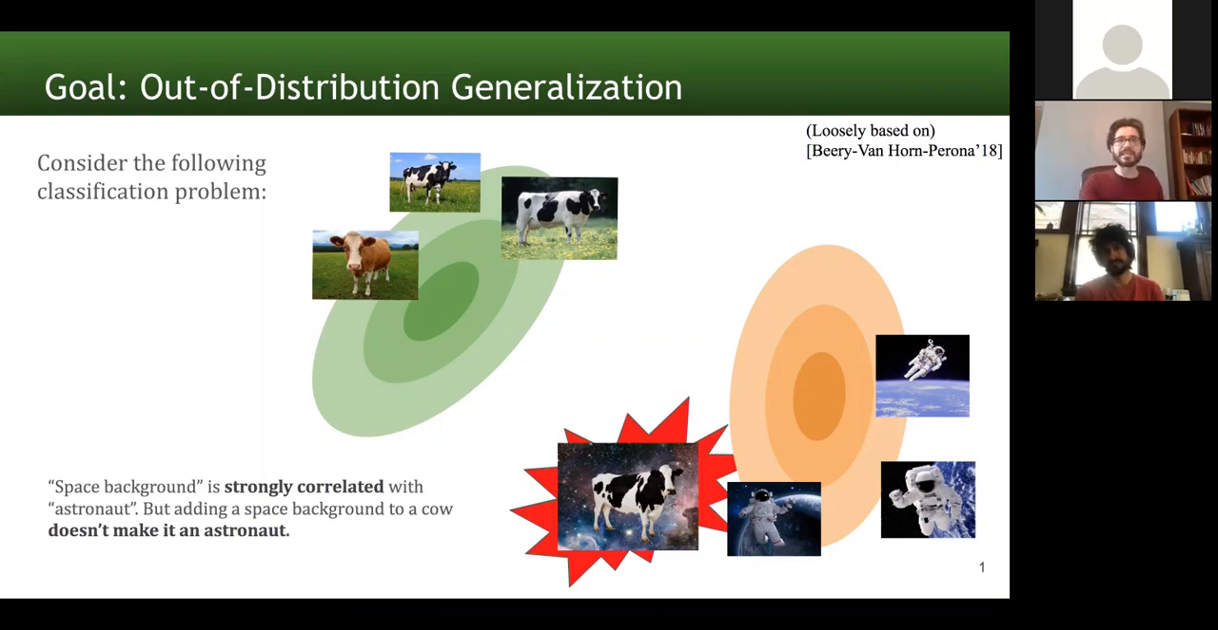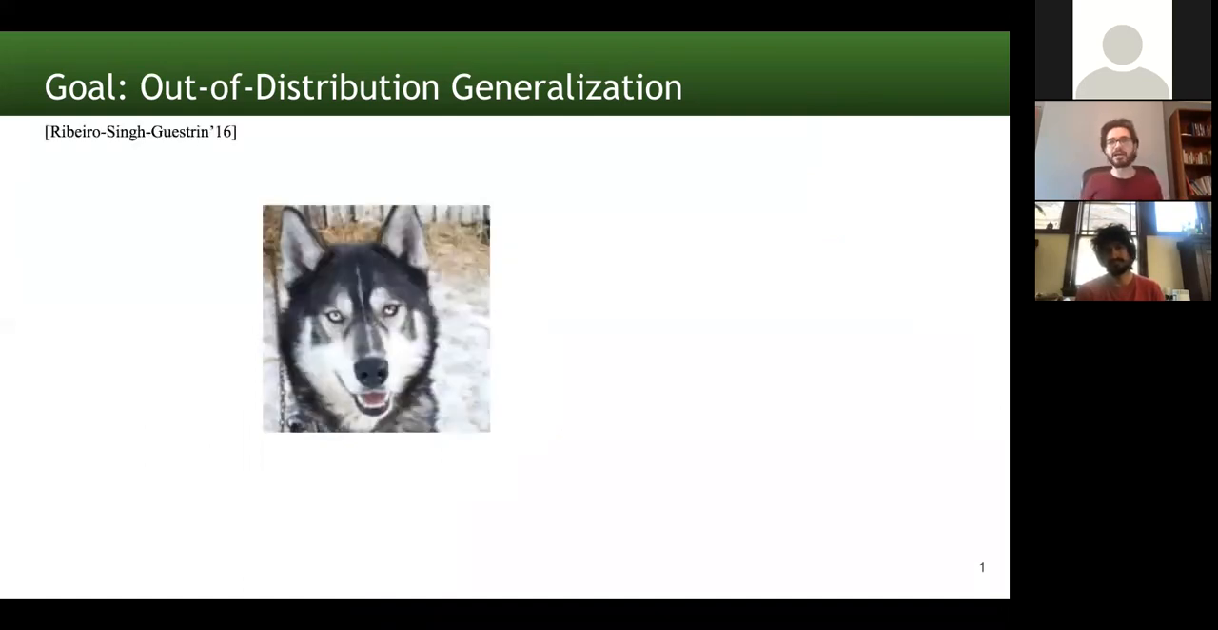So this is a silly example, just to give another instance of where this actually happens in the real world. Ribeiro et al. did this study where they trained a deep neural network classifier, and they presented it with this image, which is a husky. It's a type of dog, but of course it looks quite similar to a wolf. So this image was misclassified as a wolf, and that's understandable.